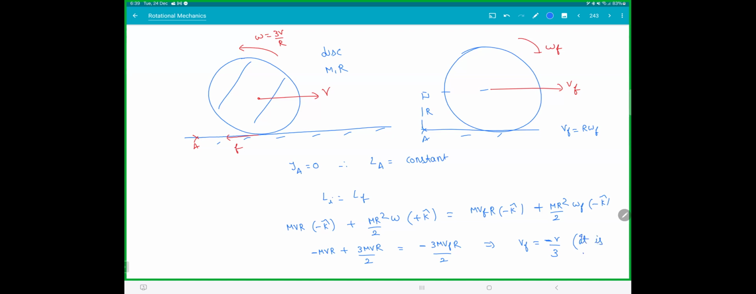That's what I'm saying. You don't worry which way it is going. Signs will take care of it. Check. Clear, everyone?